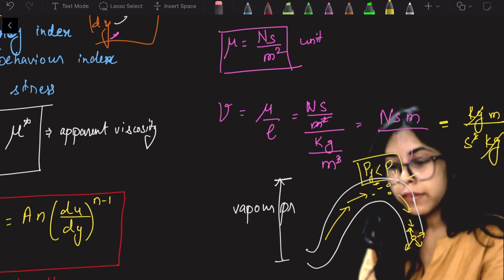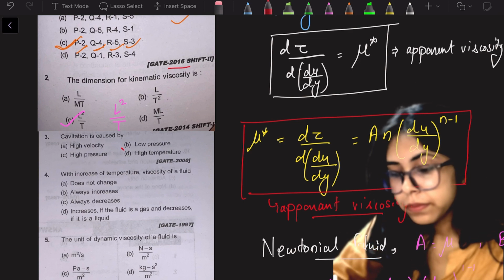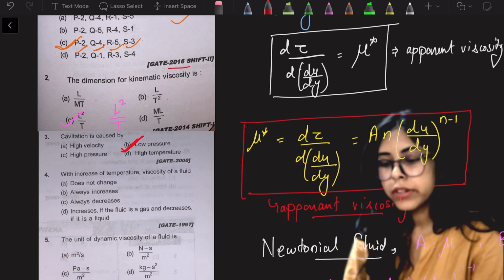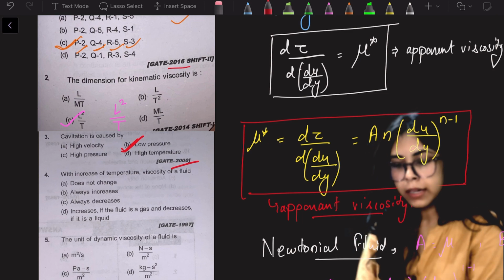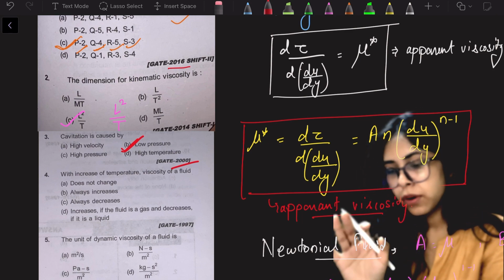So why does cavitation happen? We can see the reason is low pressure. Okay. So we have done 3 questions. This particular question came in GATE 2000, and we'll see other previous questions that came in older GATE exams.